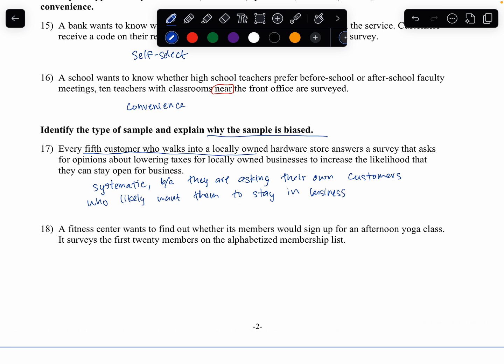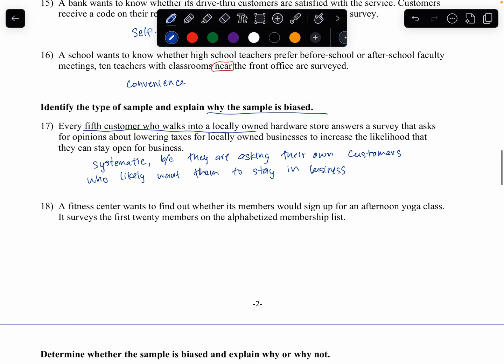So you'd probably want to ask people outside of the business, generally just the general public, not just people that shop at your store. A fitness center wants to find out whether members would sign up for an afternoon yoga class. It surveys the first 20 members on the alphabetized member list.